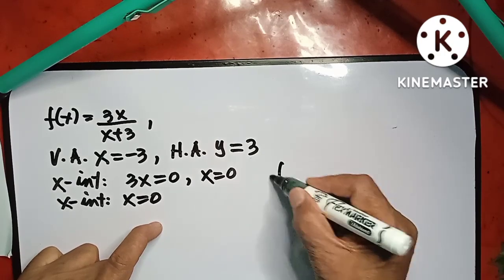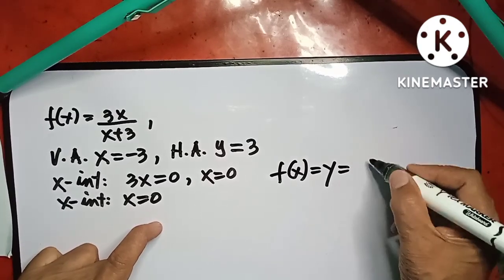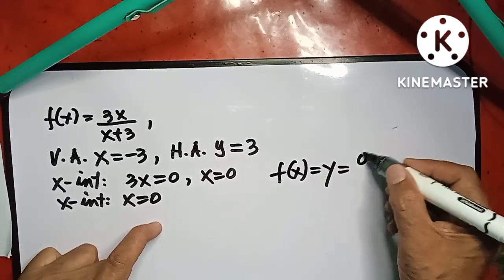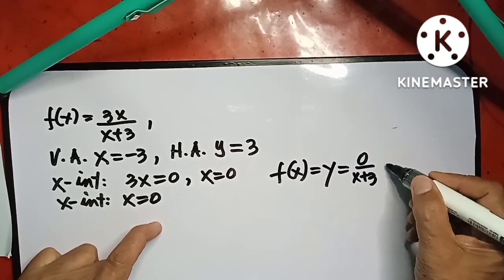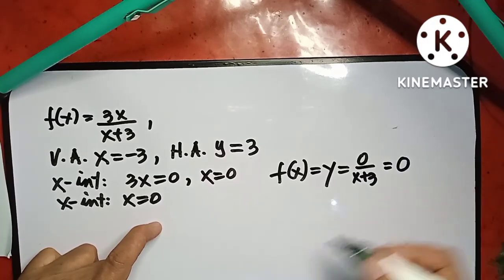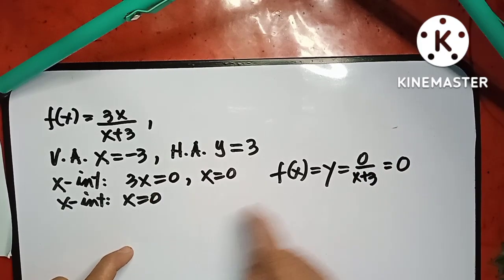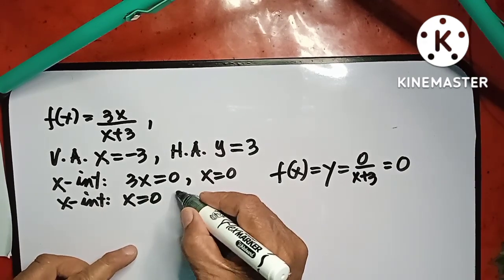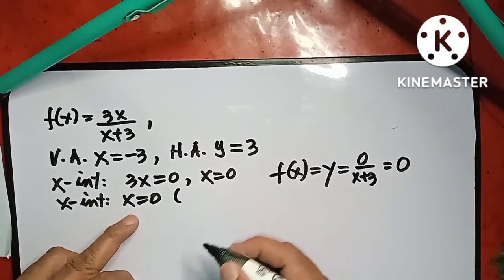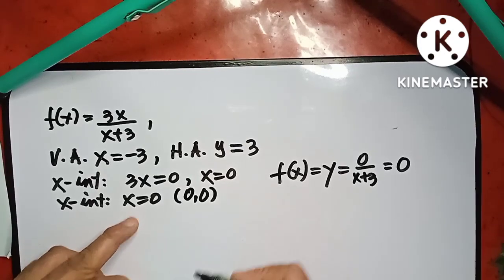And if the numerator is 0, in the fraction over x plus 3, then the value of y will be equal to 0. That's why we equate the numerator to 0 to get the value of the x-intercept. The point on which the x-intercept is located is 0, 0.